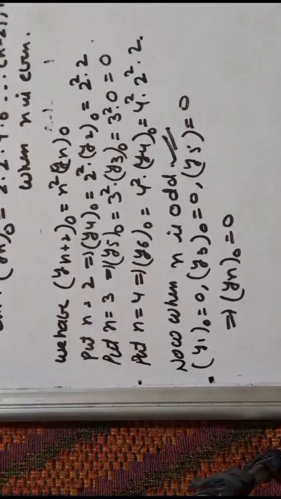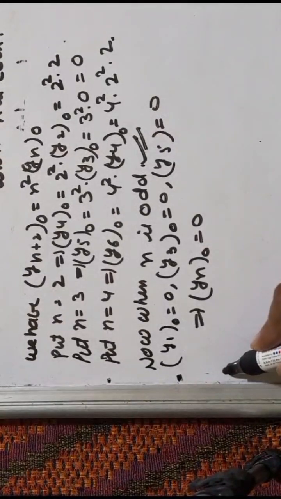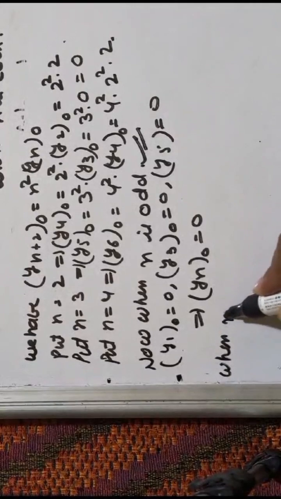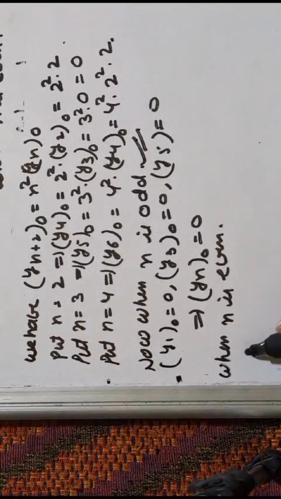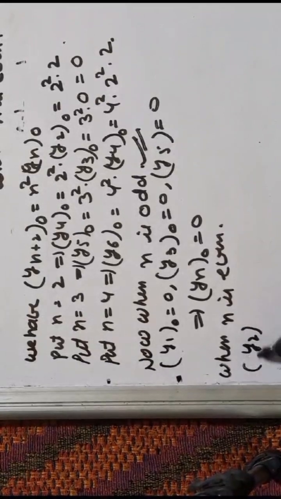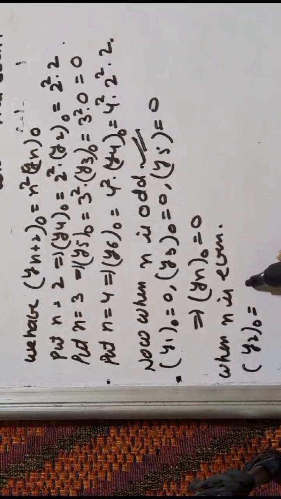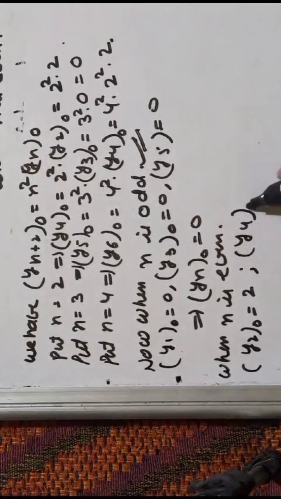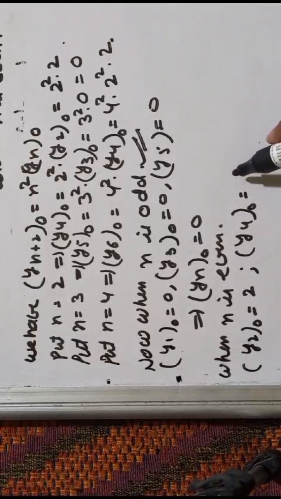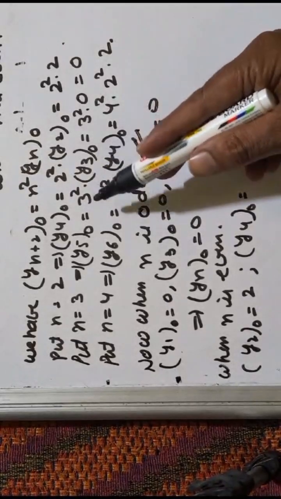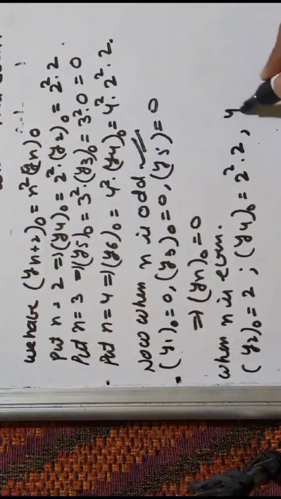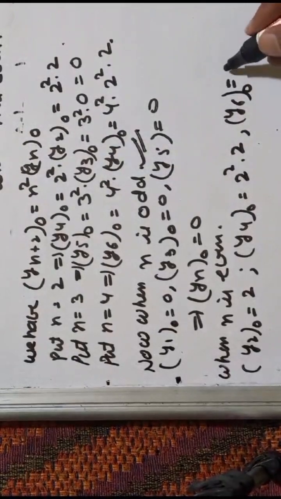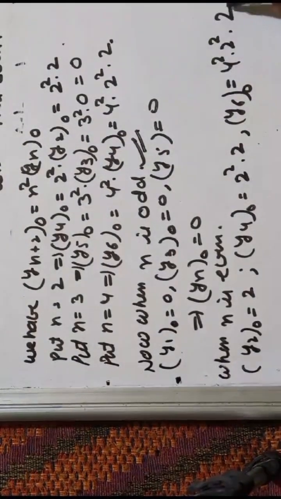Now similarly, when n is even, we have y2(0) is equal to 2, y4(0) is equal to 2 square dot 2, y6(0) is equal to 4 square, 2 square dot 2.